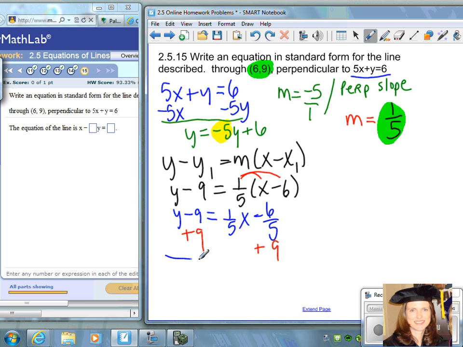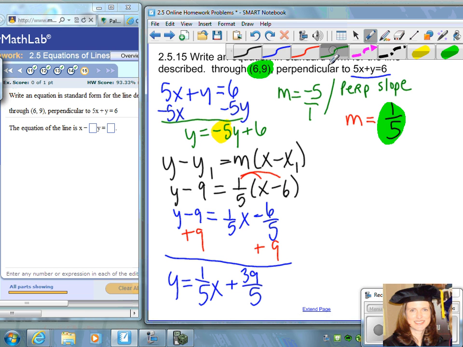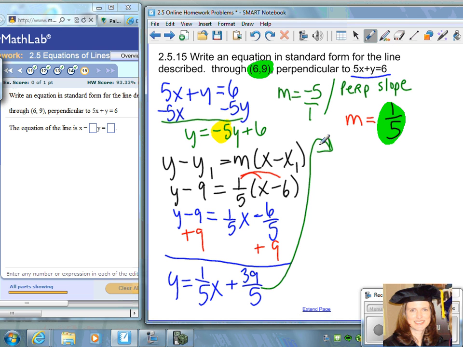We're going to add 9 to both sides to get the y by itself. And that will give us y equals 1 over 5 x, now you have a minus 6 over 5 plus 9. When you simplify that, you get plus 39 over 5. I'm going to rewrite this over here so that we can make this into an equation written in standard form. So we have y equals 1 over 5 x plus 39 over 5.